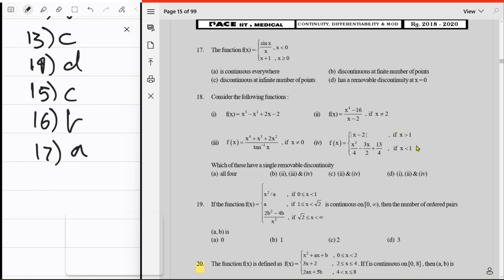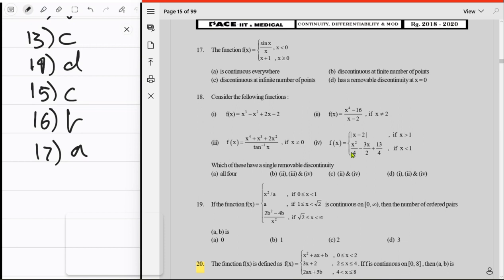What's the big deal? So at x equal to 1, this would approach just 1, and what will this approach? So it's 1 upon 4 minus 3 upon 2 plus 13 upon 4. It's like 14 upon 4, just 7 upon 2. 7 upon 2 minus 3 upon 2 is 4 upon 2. So it's approaching 2, huh? What? Why is that the case?